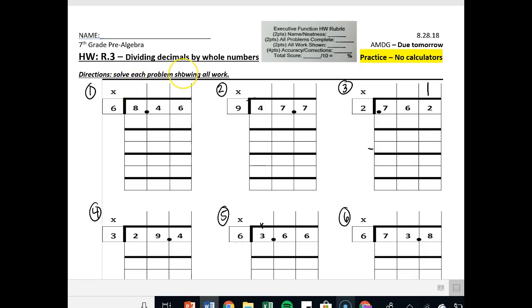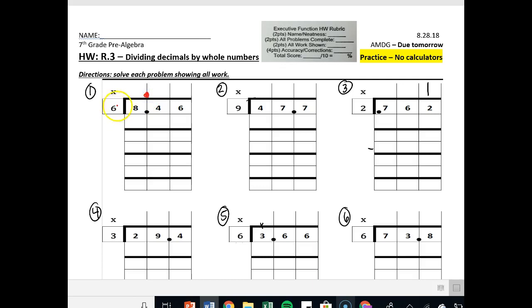The directions say solve each problem, showing all work. All right, so how many times does 6 go into 8.46? Remember, the very first thing you do, raise the roof. Put your decimal up in your answer. In fact, I'll even put it in red so you can see that it's a big difference here. Raise the roof, all right?